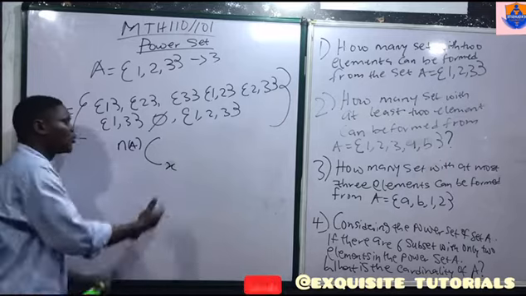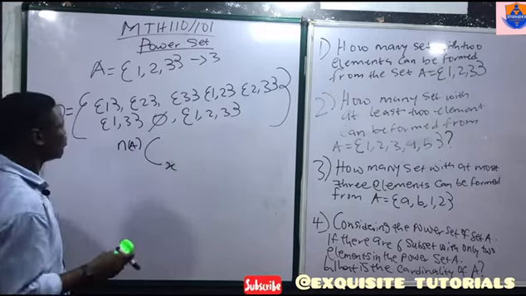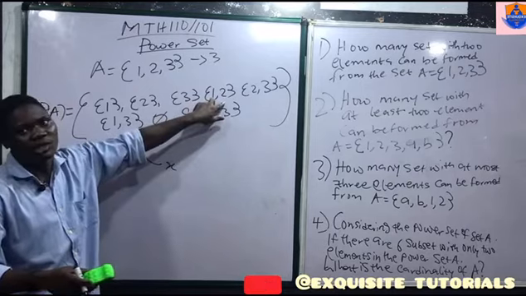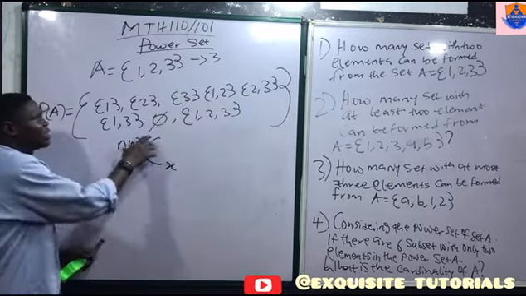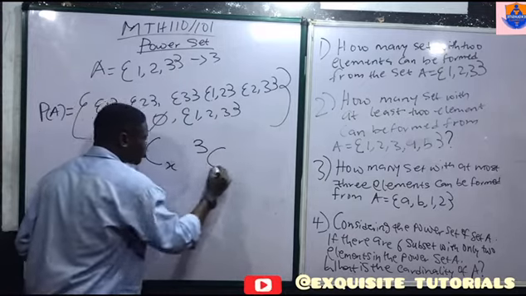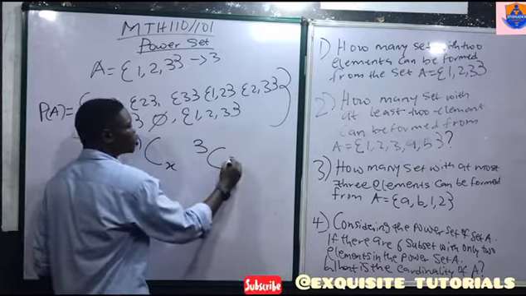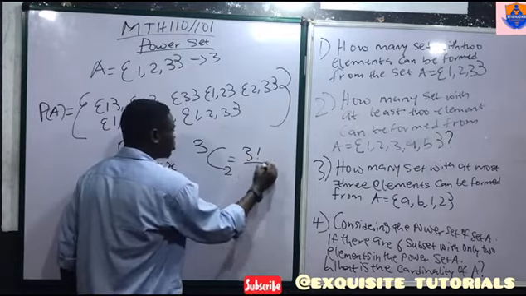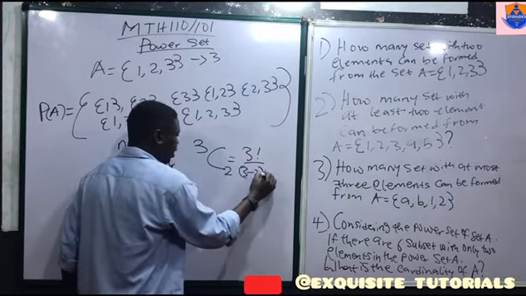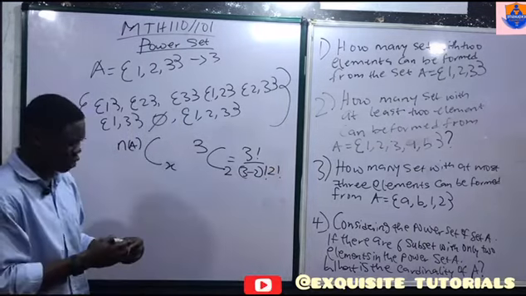So for example, if you are asked how many subsets in this power set of A have 2 elements, the cardinality of this is 3. So we are going to have 3 combinations. Since we are looking for those that have 2 elements, we'll put 2 here. 3 combination 2 is 3 factorial all over 3 minus 2 factorial times 2 factorial. Remember this from your permutation and combination.